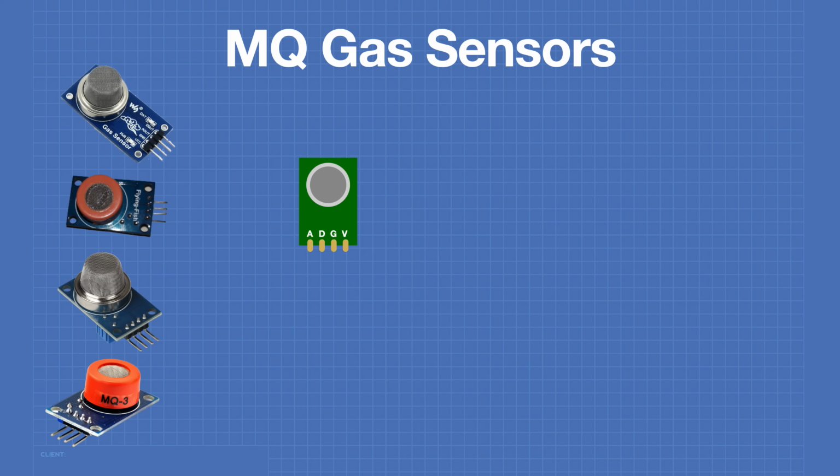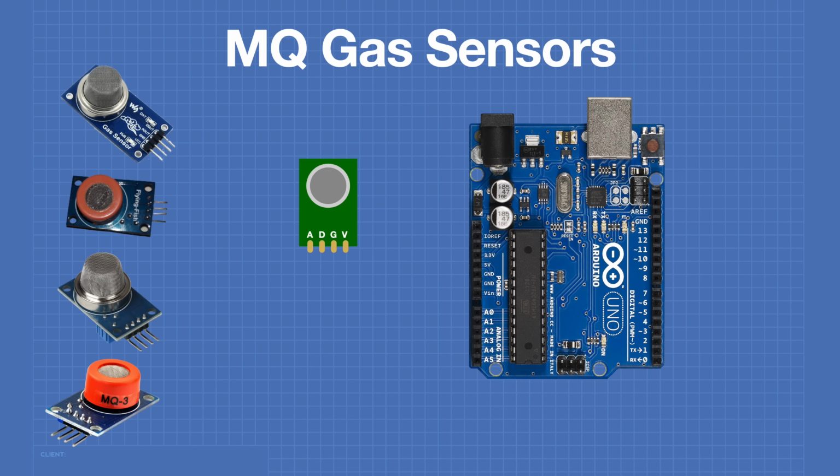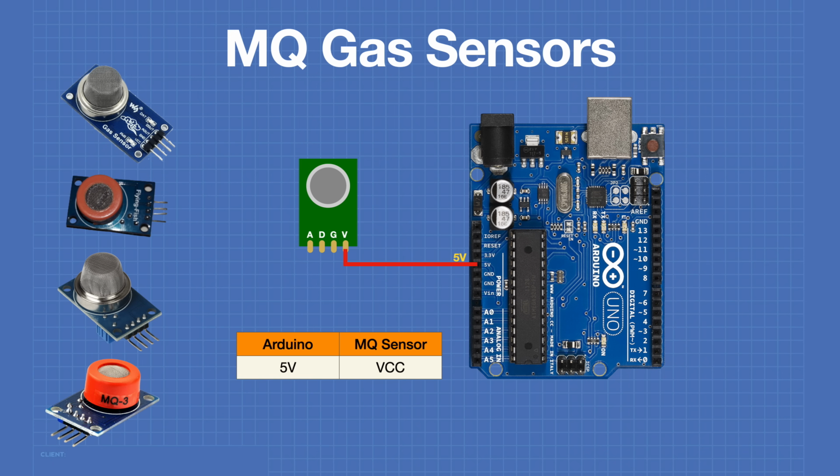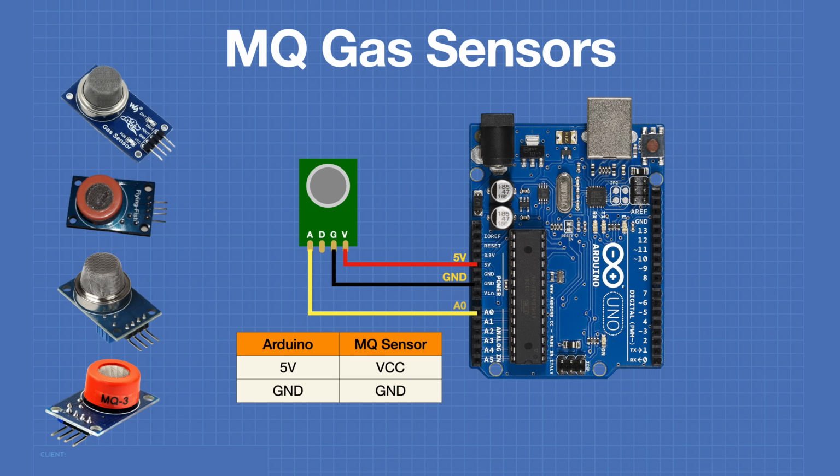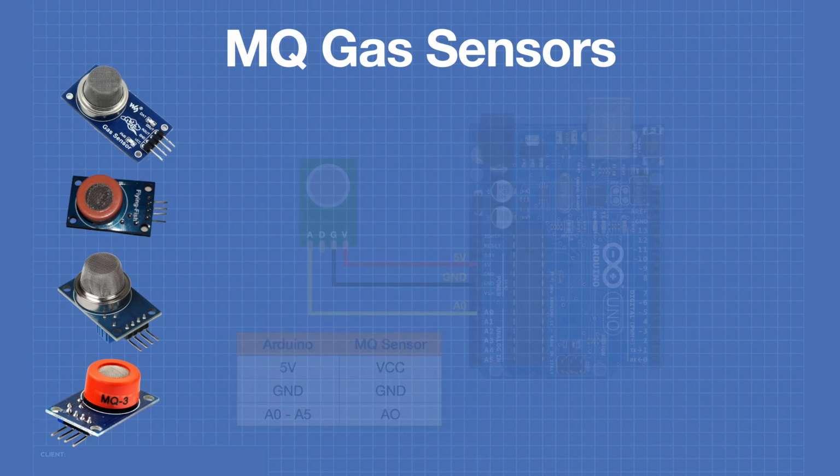Hooking up an MQ gas sensor to an Arduino or other microcontroller is quite simple. The VCC on the MQ sensor is connected to the 5-volt output of the Arduino. The sensor's ground is connected to the Arduino's ground, and the analog output can be sent to any of the analog inputs, which on the Arduino is A0 to A5. Note that because of the current used in the heater of the sensor, you can only power one of these from an Arduino. If you want to use multiple sensors, you'll need to have an additional power supply for the heaters. Make certain that power supply shares a common ground with your Arduino.